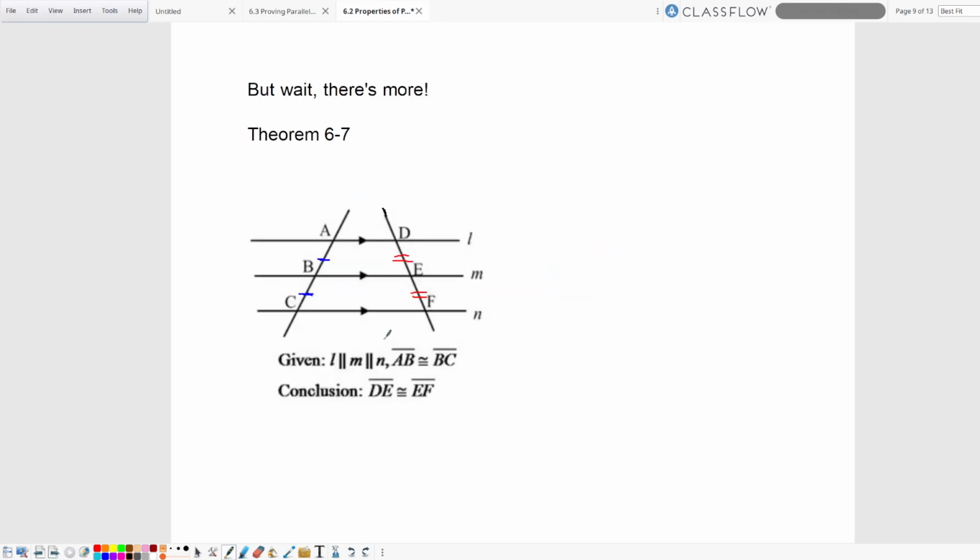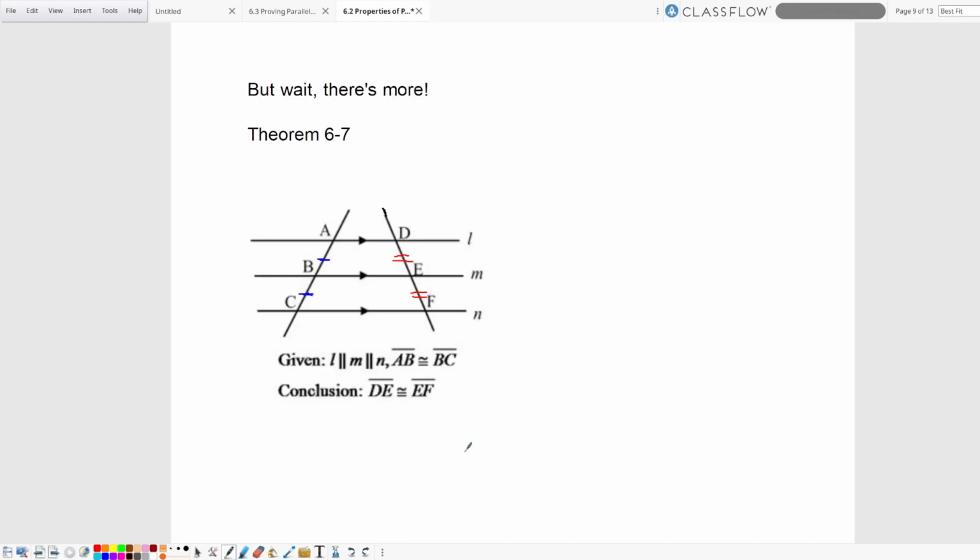And here's the very last one, which is kind of just a continuation of what we've been looking at. So this says that if I have 3 parallel lines, L, M, and N, and if I know that AB is congruent to BC, then DE has to be congruent to EF. So that pretty much covers 6.2.